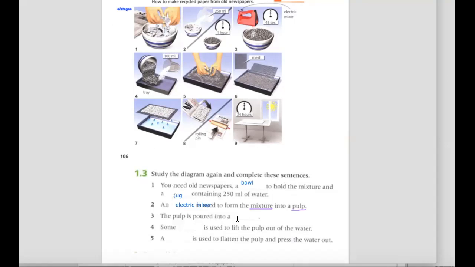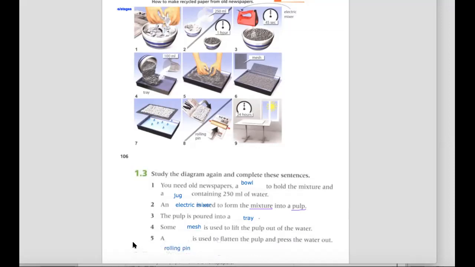Okay, the next one, the pulp is poured into a, so it's talking about this, and we need the word tray. Something is used to lift it out the water, so this picture over here. Then we need the word mesh. Okay, and as something is used to flatten, so this picture here, and we need the word rolling pin.